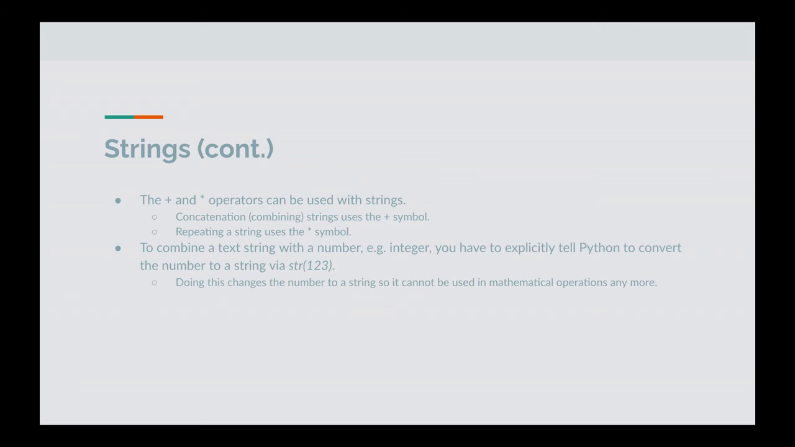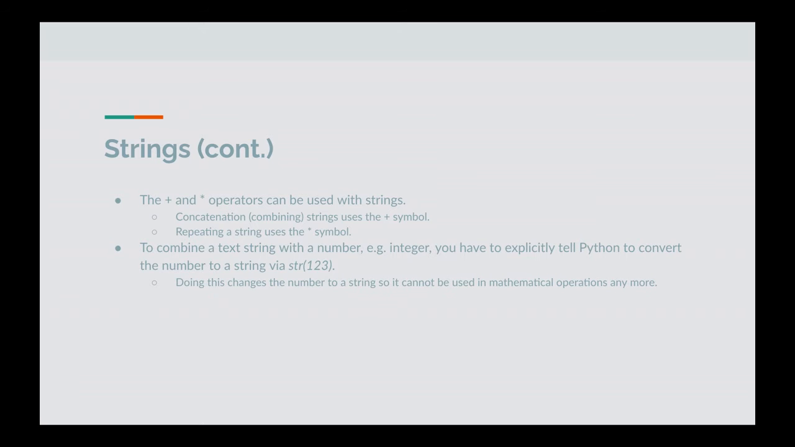The plus and the star operators are overloaded in Python, which means while they normally do mathematic operations, Python is intelligent enough to realize that you are working with text strings, and so it will change those mathematical operations into text operations, allowing you to work with text strings.